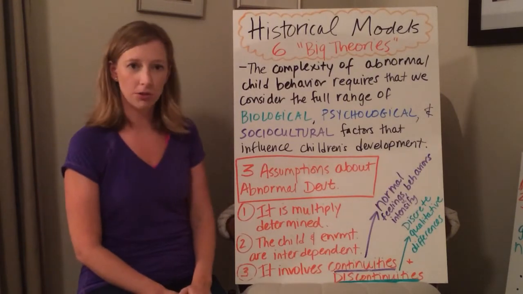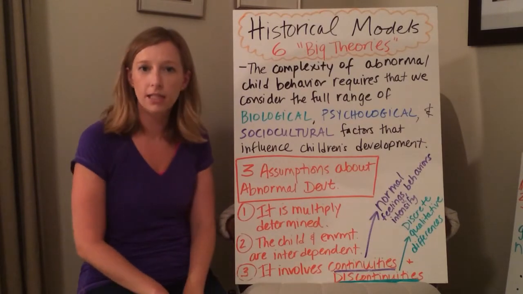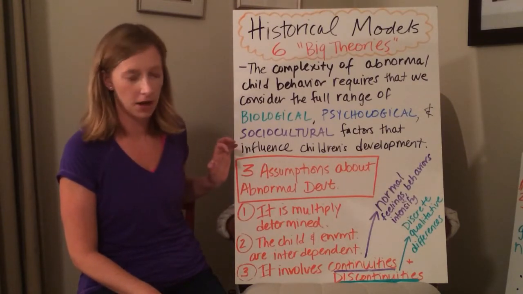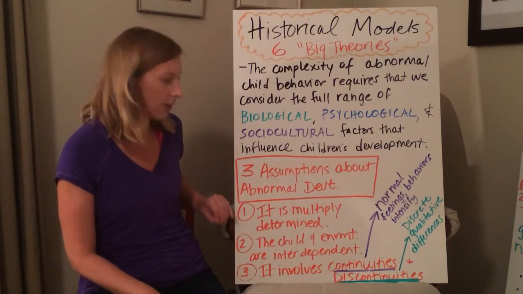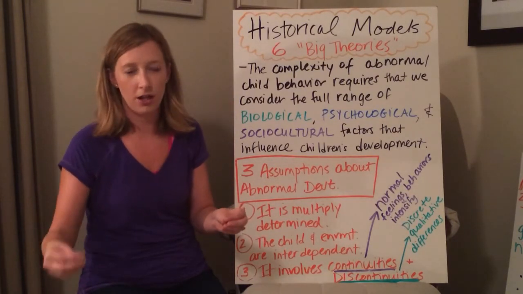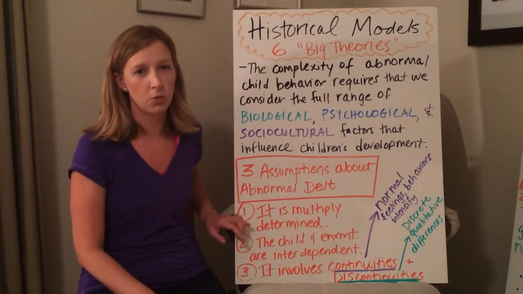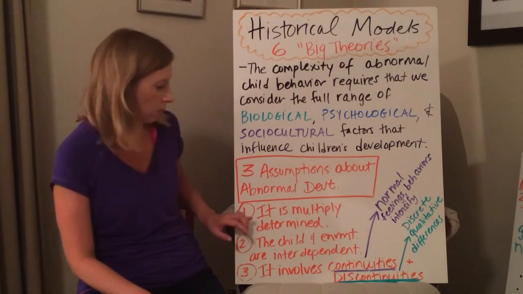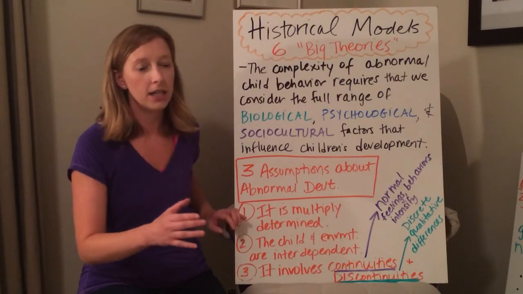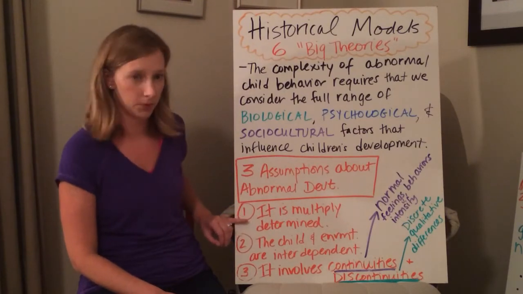3 assumptions about abnormal development. As it says here, number 1, it is multiply determined. Again, that is just reiterating this idea of the biopsychosocial model in the sense that we're very rarely, if ever, talking about one variable causing some sort of psychopathological outcome. There are multiple pathways of influence that always need to be considered when we're looking at a child who has a psychological disorder. And it's often hard to determine exactly what is the pathway and to consider the multiple range of influences that have led to that outcome, okay?